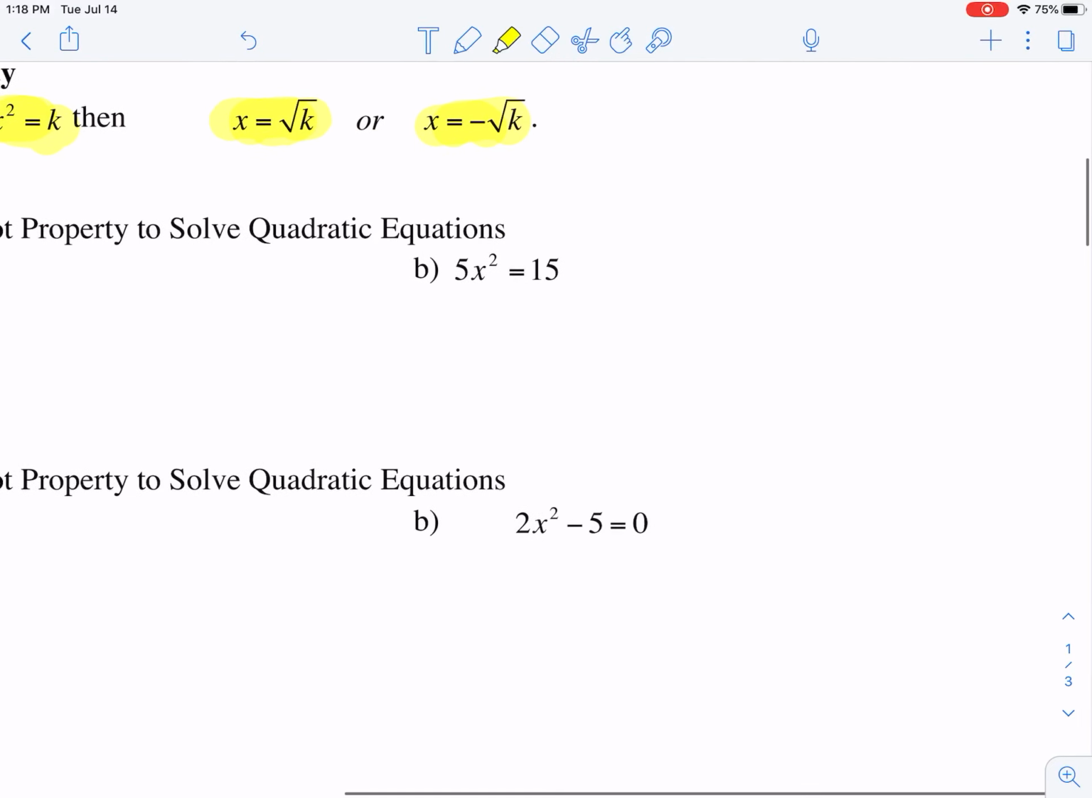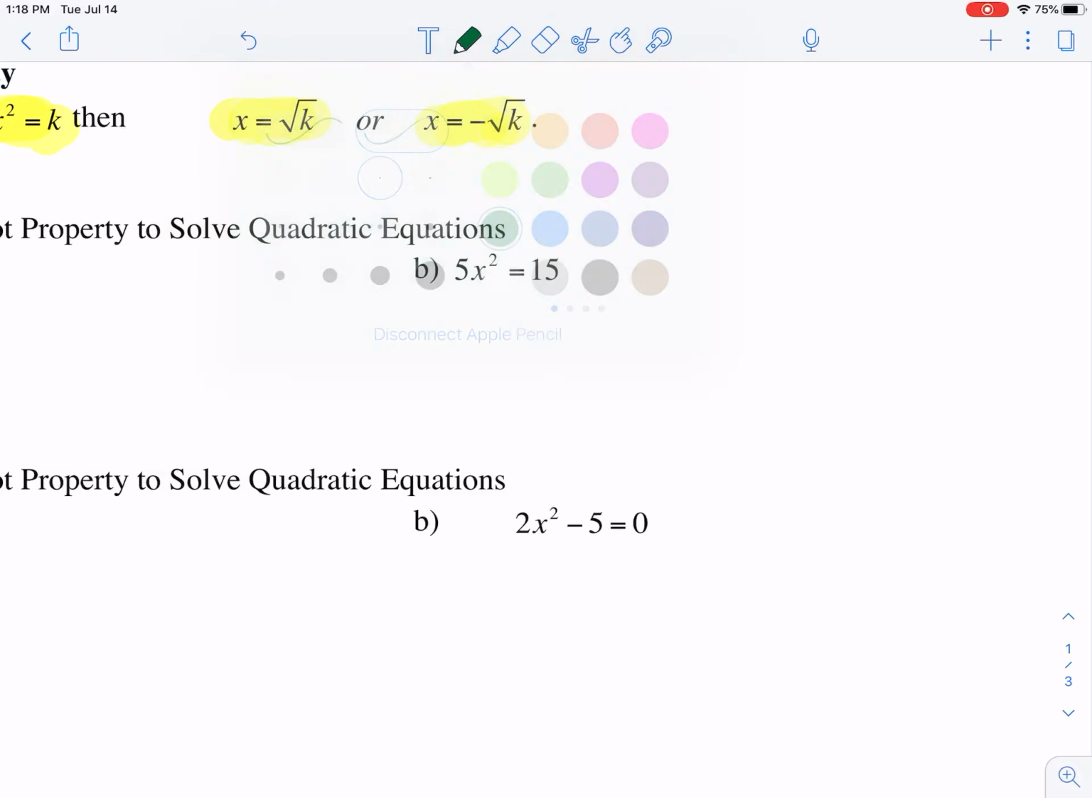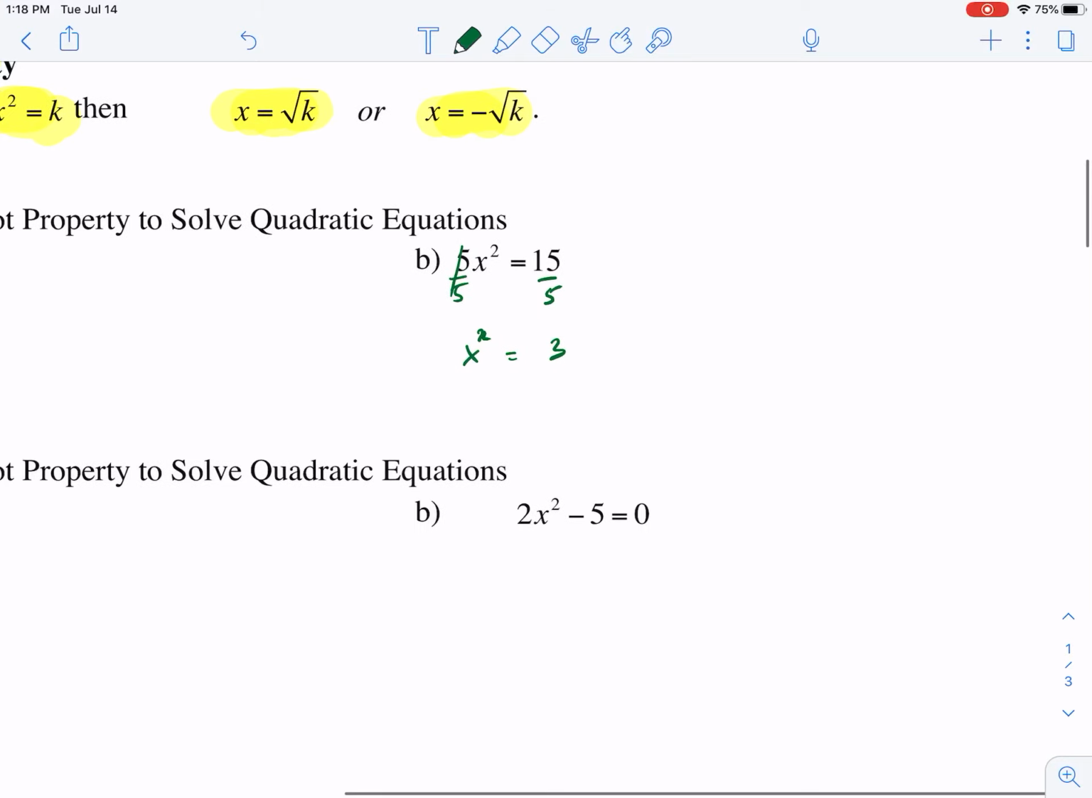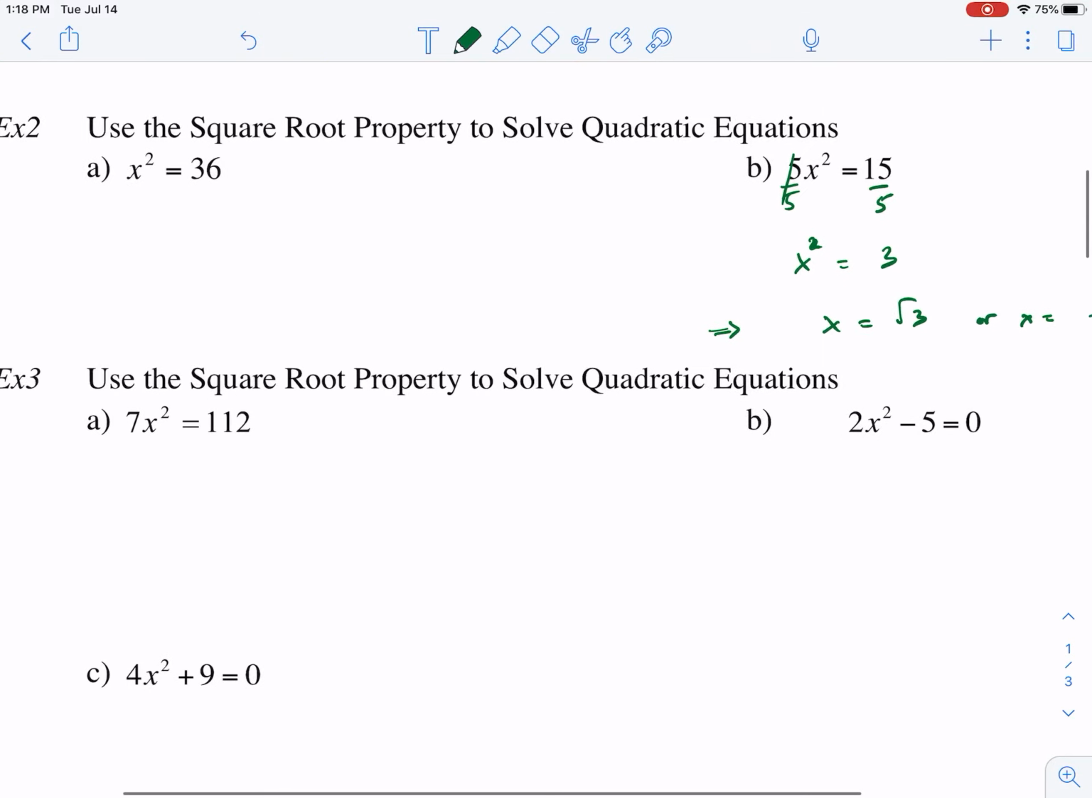By applying that to part B, we want to get into the form of x squared equals something first. So we want to divide first, to get rid of the constant. That gives us 3 there. And now it's in the form of x squared equal to k, where k in this case is 3. So therefore x is equal to the square root of 3, or x is equal to negative square root of 3. So there are two possible roots there, the principal root and the negative principal root.